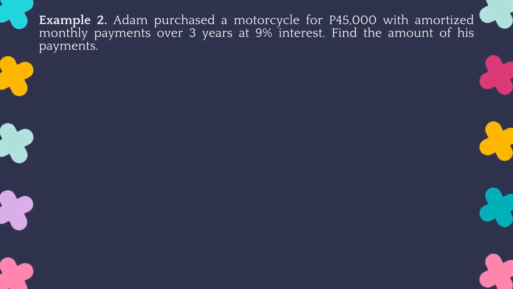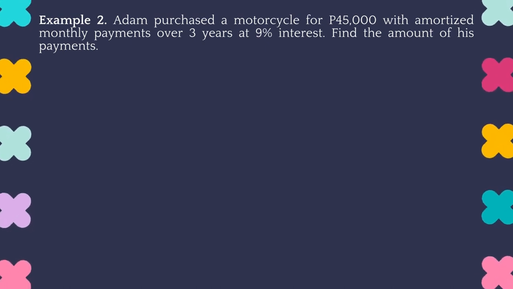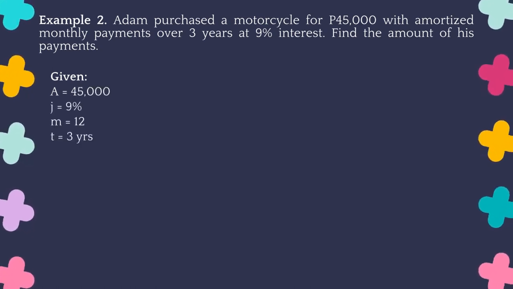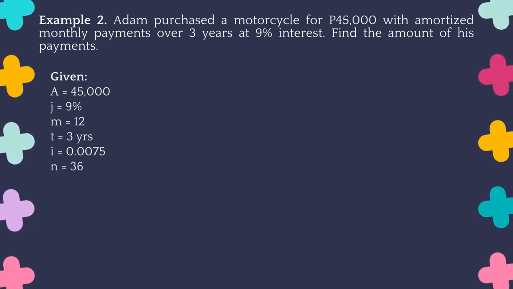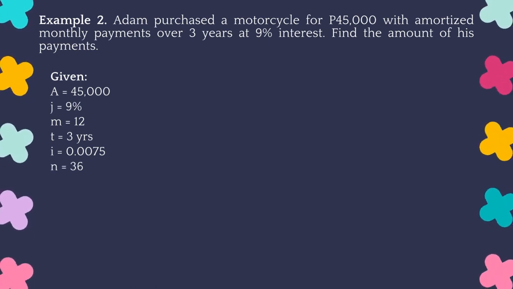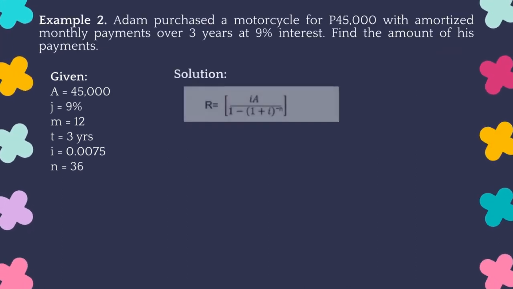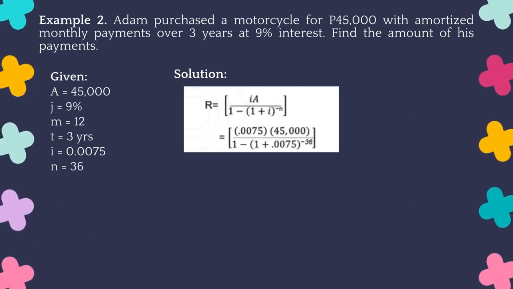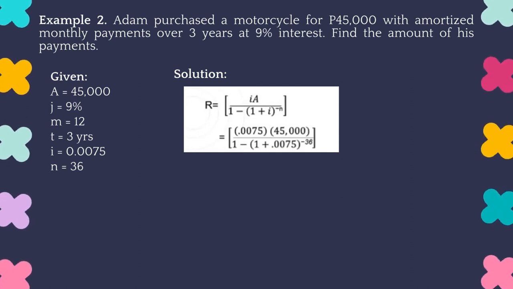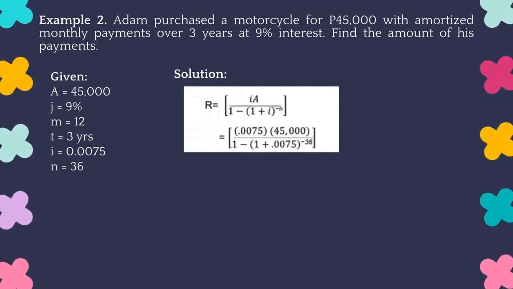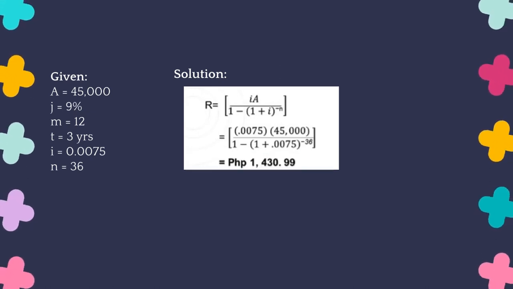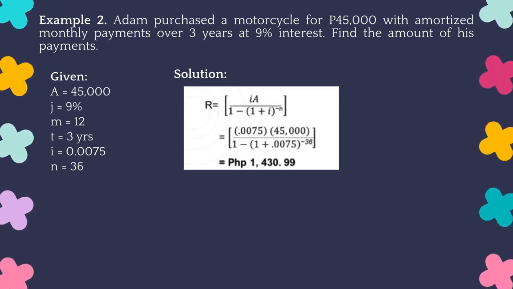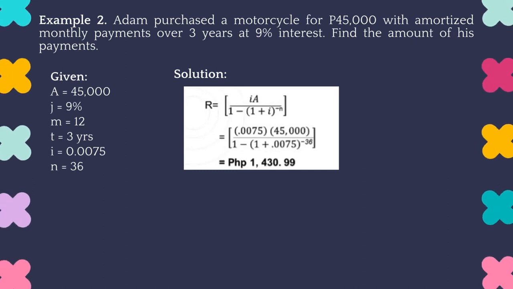So example number 2, Adam purchased a motorcycle for 45,000 pesos with amortized monthly payments over 3 years at 9% interest. Find the amount of his payments. So given A equals 45,000, J equals 9%, M equals 12 for compounded monthly, T equals 3 years, I equals 0.0075, and N equals 36. So using the same formula, that would be R equals 0.0075 times 45,000 over 1 minus open parenthesis 1 plus 0.0075 with the power of negative 36. That would be equal to 1,430.99. So that is the monthly payment of Adam within 3 years with 9% interest rate.